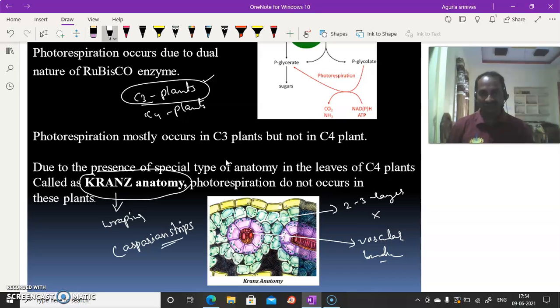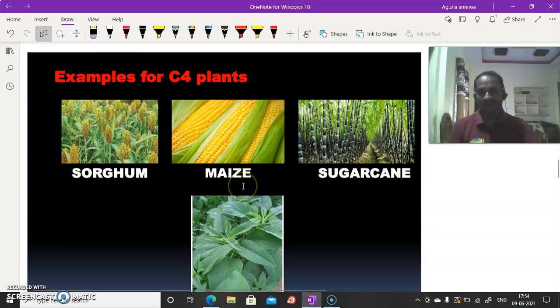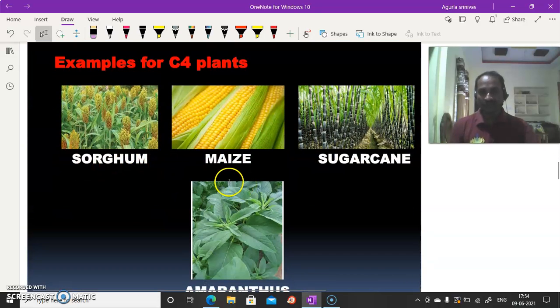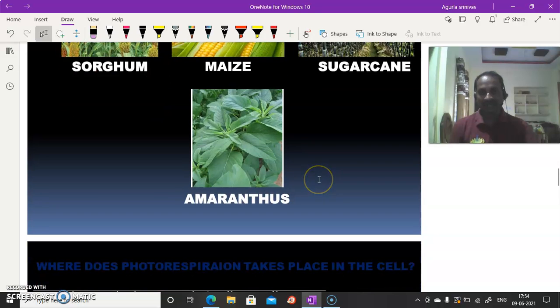This suberin material which is present in the cell wall of bundle sheath cells will not permit any gases. That means the cell walls of bundle sheath cells are impermeable to gases like oxygen and carbon dioxide. So this is the special type of arrangement or anatomy which we can see only in C4 plants, not in C3 plants. Due to the presence of this Kranz anatomy, photorespiration does not occur in C4 plants. This is the main reason. Examples for C4 plants: sorghum, maize, sugarcane, amaranthus.